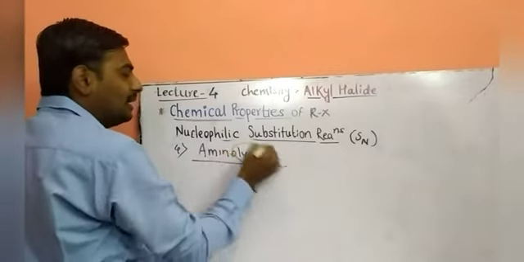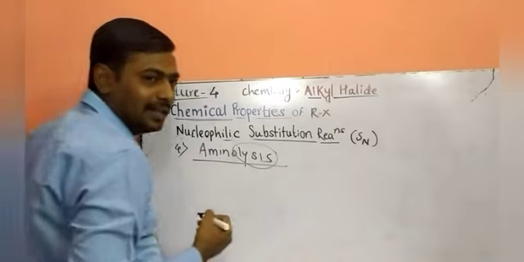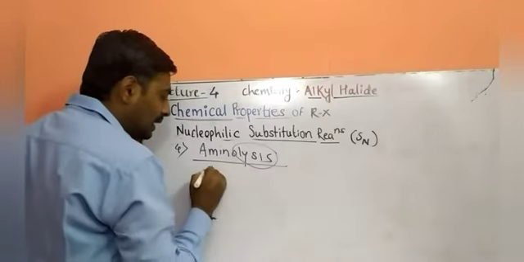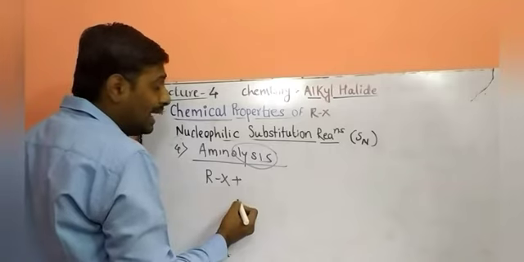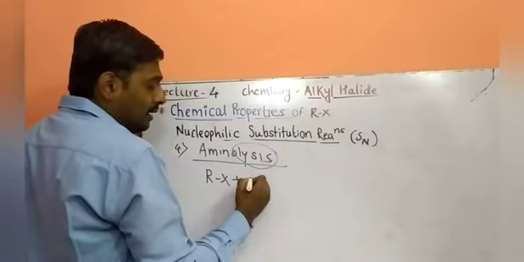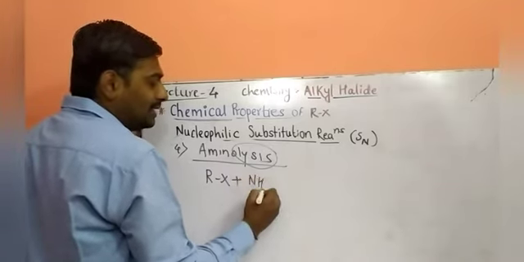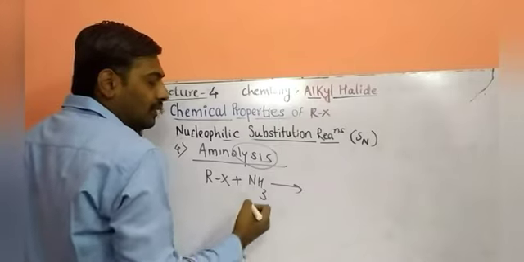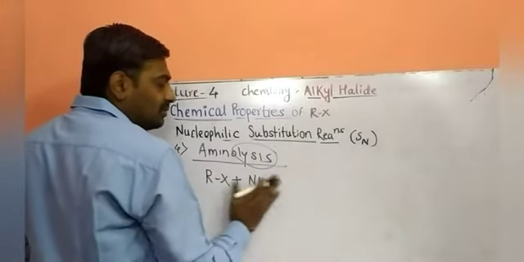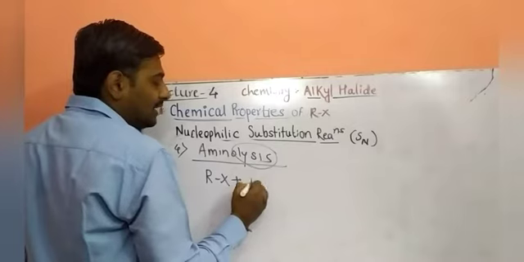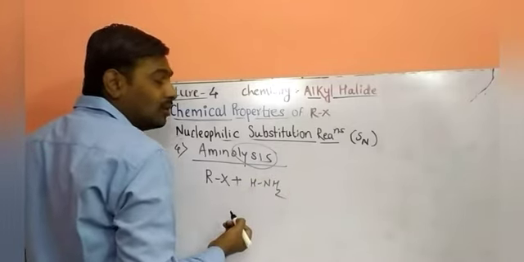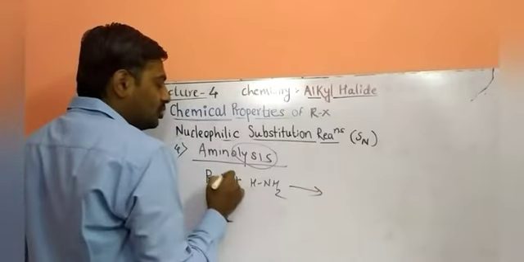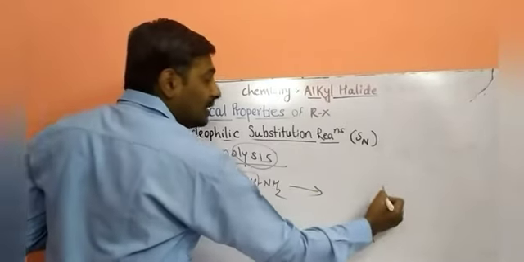Ammonia, lysis means breaking of bond. The bond of ammonia is breaking in this reaction called aminolysis, when alkyl halide RX is reacted with ammonia, that is the NH3 molecule. So liquid ammonia, what is the distribution of charge in ammonia? Ammonia contains NH2, which contains a negative nitrogen atom. So HX forms as a byproduct in this reaction.